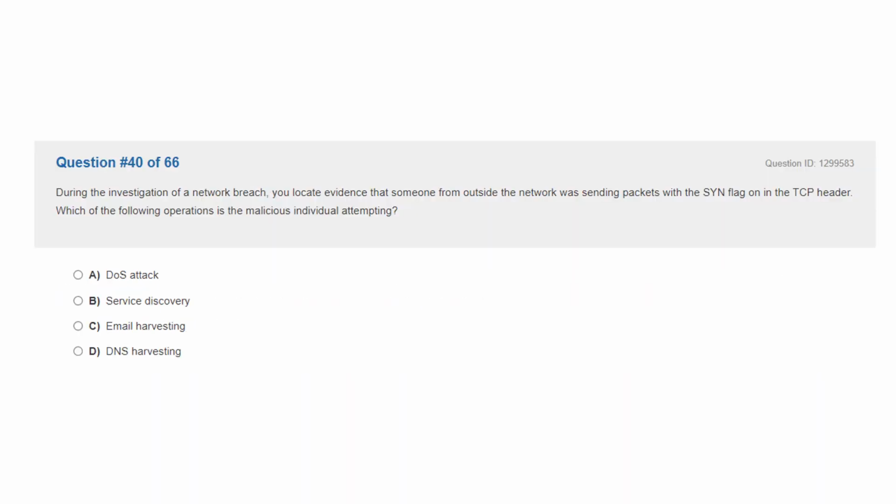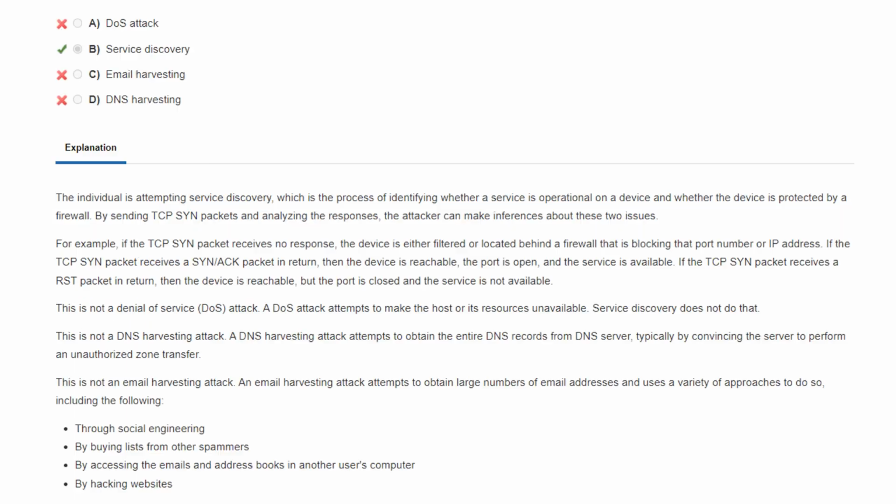Question 40, and the last of this batch of questions. During the investigation of a network breach, you locate evidence that someone from outside the network was sending packets with a SYN flag in the TCP header. Which of the following operations is the malicious individual attempting? The correct answer is B, service discovery.